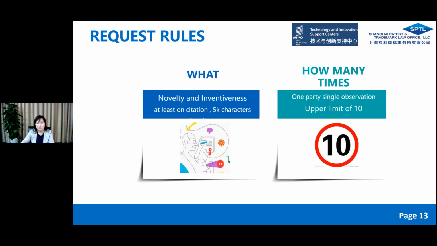In the observation system in PCT international stage, now it's only possible to comment on novelty and inventiveness. The regulation only allows the use of a maximum of 5,000 characters to describe the relevance of each cited reference document, only allowing short and brief arguments to be made. There is also a maximum of citations, which is 10.